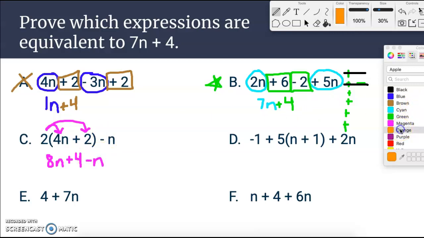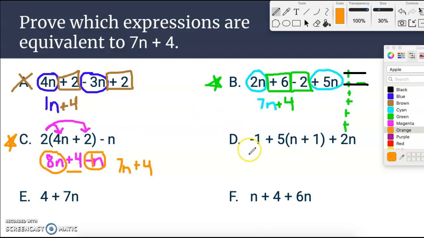Then I need to combine like terms. So 8n minus n. 8 minus 1 would be 7n, or you can set that up with a picture. And then we have a constant of plus 4. So we have 7n plus 4. That's the same as 7n plus 4, which means C is equivalent.